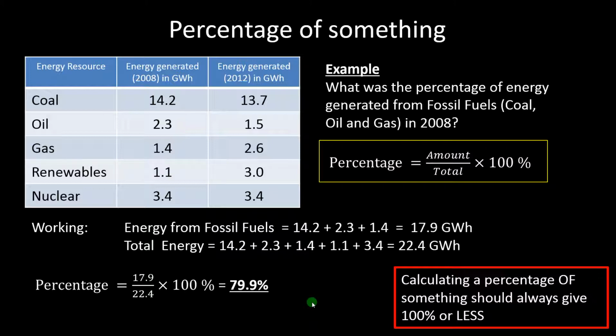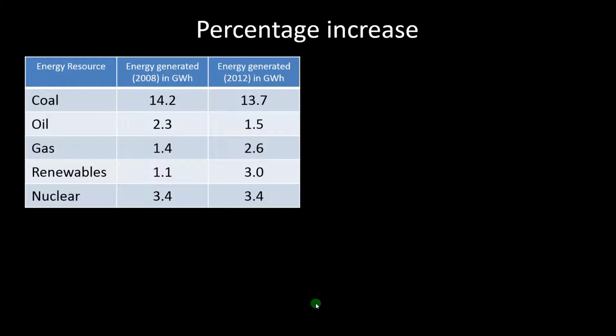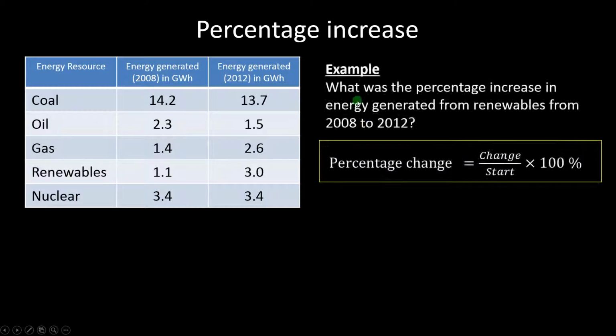So the next 2 things that you need to be able to do, which is percentage increase and percentage decrease, kind of go together. So same table again, this time we're interested in how much the energy generated from renewables has changed. So what was the percentage increase in the energy generated from renewables from 2008 to 2012. So we're looking at this increase from 1.1 to 3. What's that as a percentage?